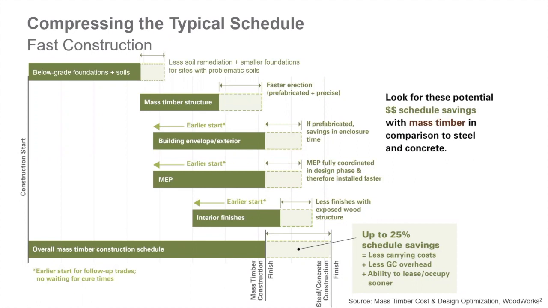And then the second to last bar is for interior finishes. So either interior finishes can start earlier since there's no waiting for cure times, or the structure is the finish. So you even have that potential of eliminating additional trades on site as well, which will result in a much faster construction schedule. So, overall, in summary, there can be up to about a 25% schedule savings to include less carrying costs, less GC overhead, and the ability to lease and occupy the building much sooner.